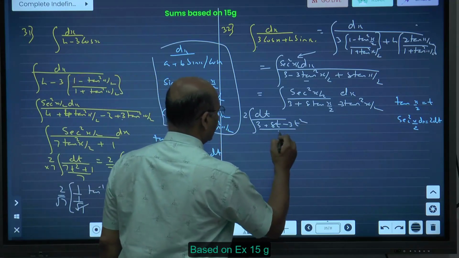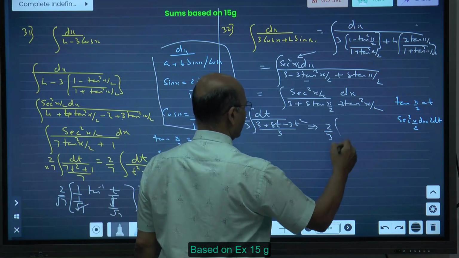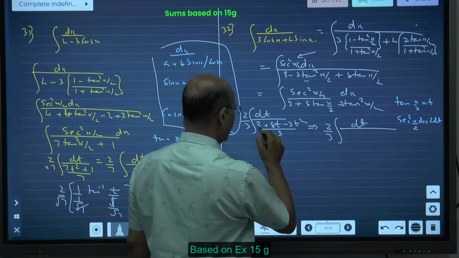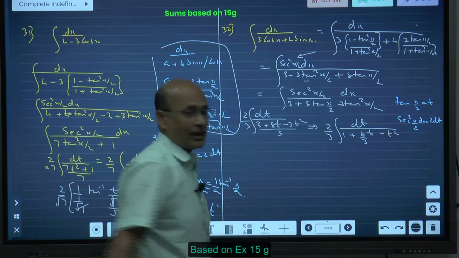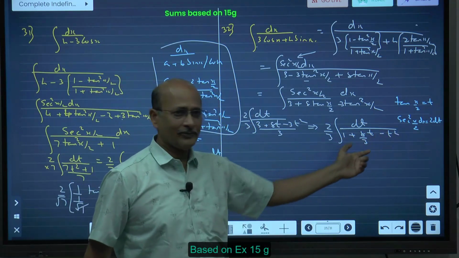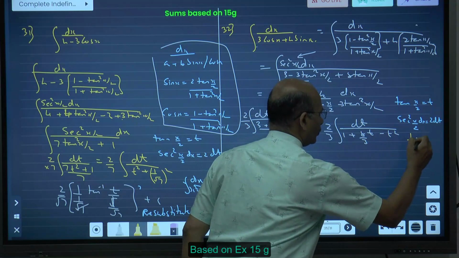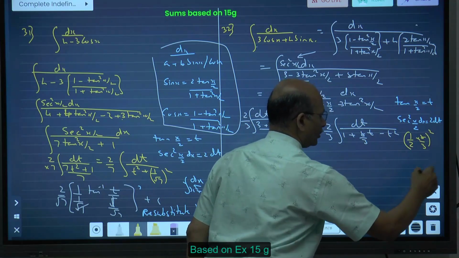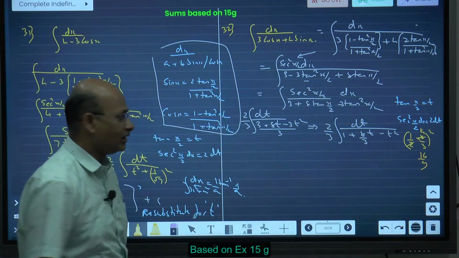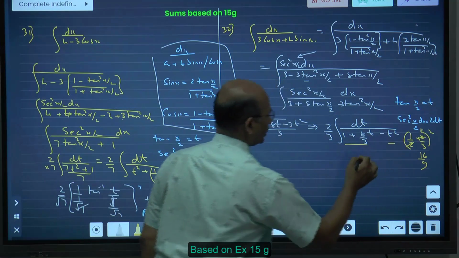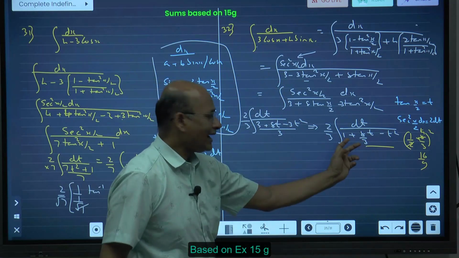So divide by 3, multiply by 3. So what will happen now? Eventually 2 by 3 dt upon 1 plus 8 by 3t minus t square. I told you it's a minus x square form, so add and subtract a term. How do I get the term? Let us quickly do it. Half into 8 by 3 whole square, so 4 by 3 squared is 16 by 9. So add and subtract 16 by 9 to this portion, and as it is minus, add and subtract right away.